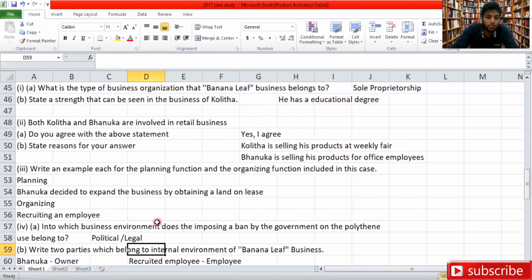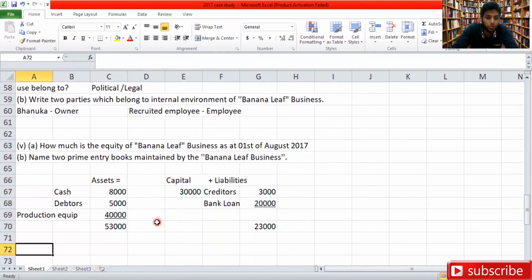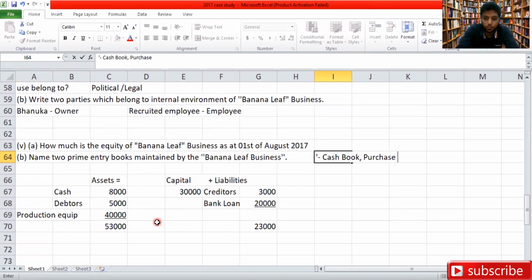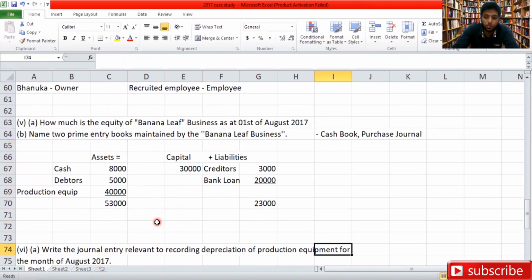So I'll write here because I can't write four. They have asked only for two. I can write here near B. What are the primary books? Cash book and purchase journal. So yes, we have done Roman number 5.